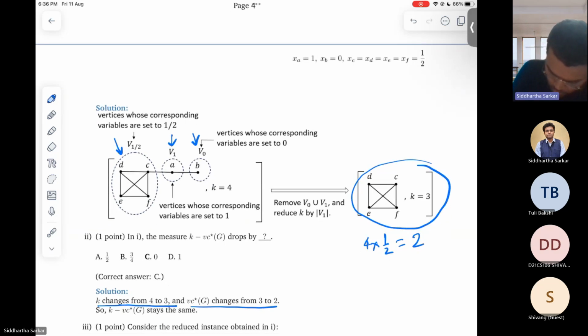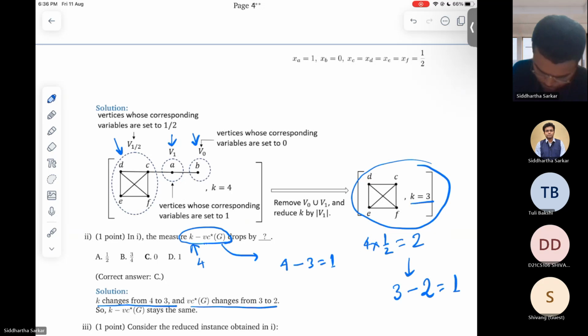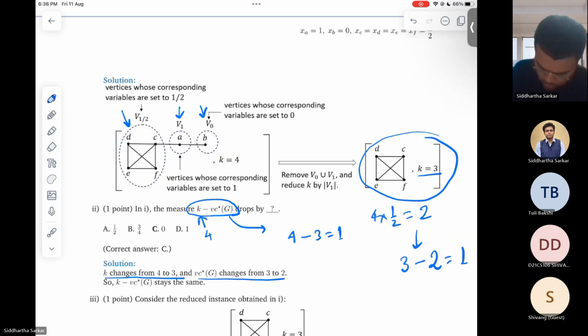So initially K was 4. In the reduced instance, K is 3. So in the original instance, this thing was 4 minus 3, that is 1. In the reduced instance, K became 3, the optimal became 2, so that is also 1. So there is no change in this measure, right? So that's what they're saying, that there is no change. So this thing stays the same. So the drop is 0. That is why the correct answer is C.